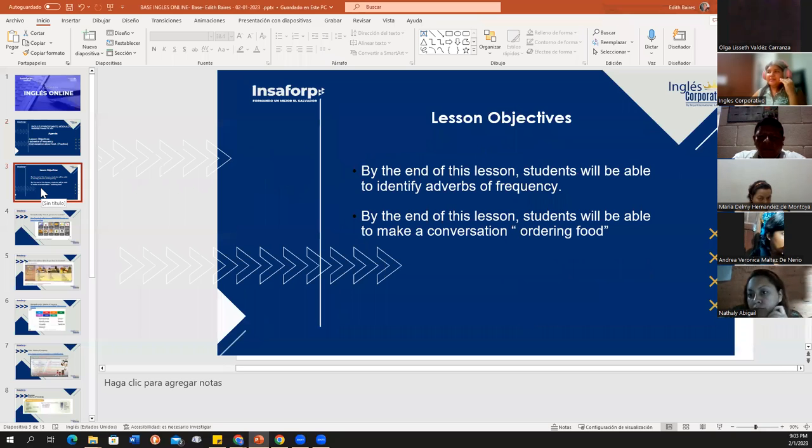The lesson objectives for today, at the end of this class, you will be able to identify adverbs of frequency. Also, you will be able to make conversation, okay? Ordering food. Those are the objectives for this lesson.